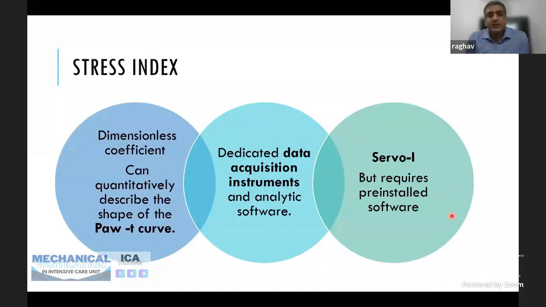So coming to the next method, which also uses the lung mechanics, is the stress index. The stress index is a dimensionless coefficient which can quantitatively describe the shape of the pressure time curve. Generally, it requires complex instrumentation and analytical software. However, some ventilators, including the Servo-i ventilator, which is a very popular ventilator, give SI directly on every ventilated patient.